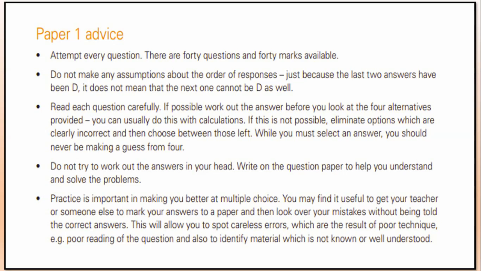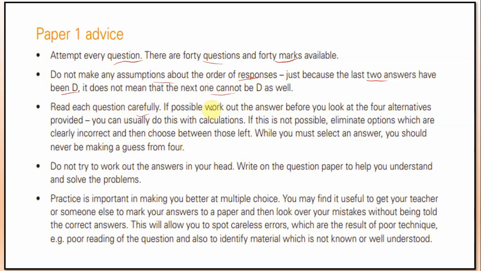Now look at the advice for paper 1: attempt every question. There are 40 questions and 40 marks. Do not make any assumptions about the order of responses. Suppose the last two answers have the D option, it does not mean that the next one cannot be D as well. You have to go through it properly, understand the question, and then you will get the exact answer.